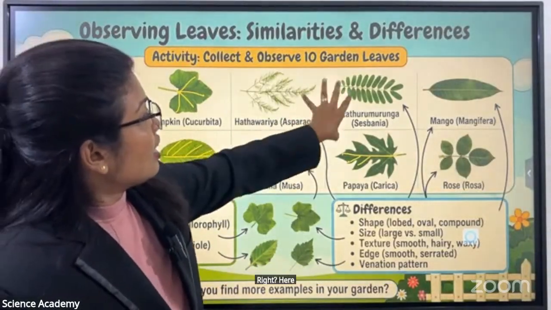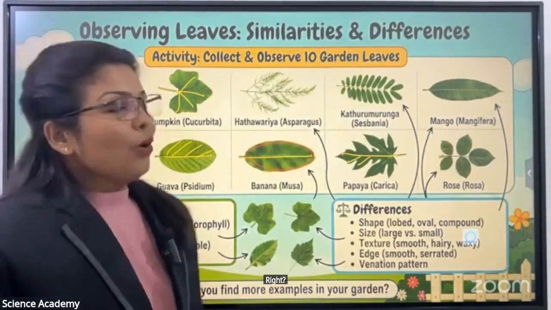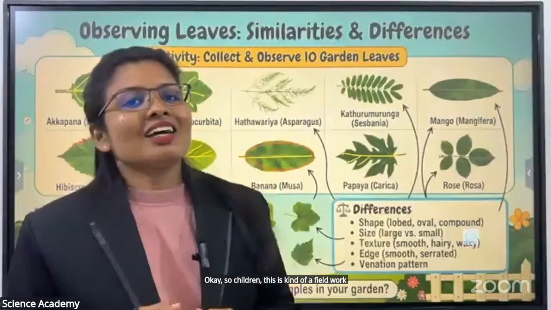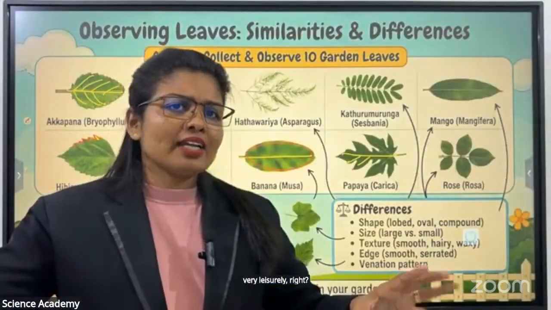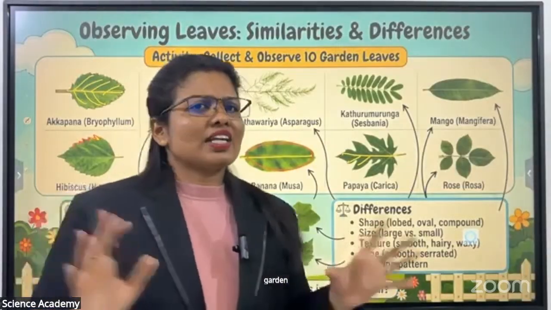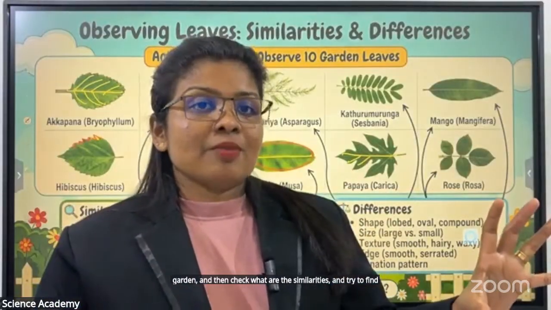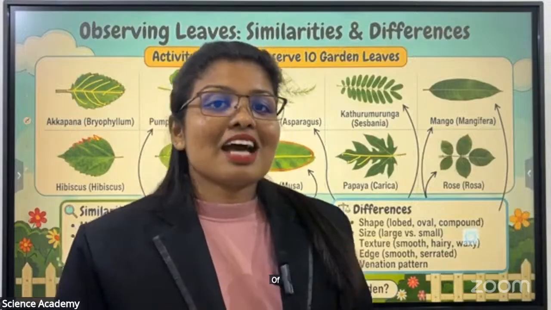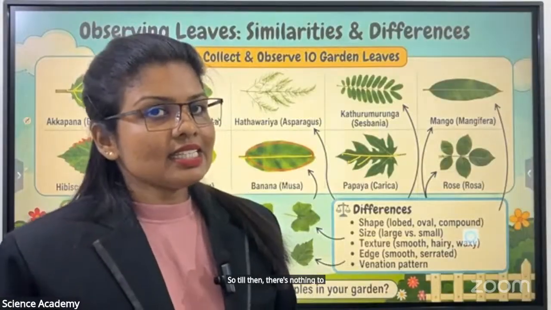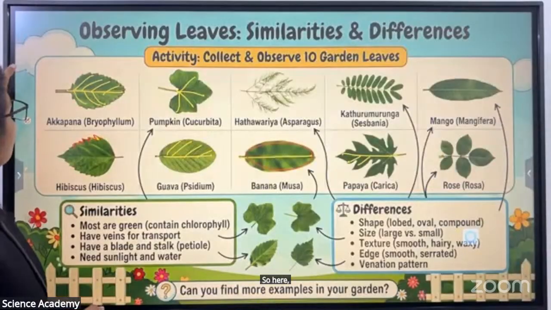Here you can see another compound type of leaf. Likewise. So children, this is a kind of field work that you can do very leisurely. Go and collect 10 samples from your garden and check what the similarities are and try to find the differences of these samples. So children, there's nothing to write in this slide. So we'll move on to the next one.